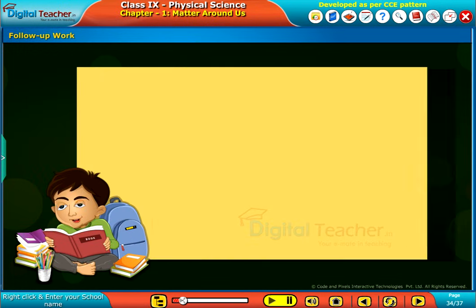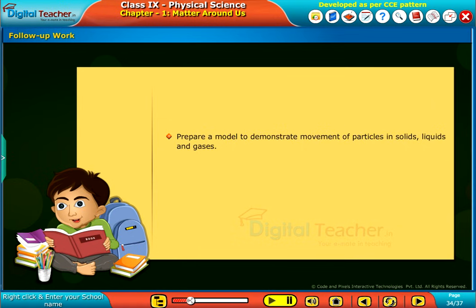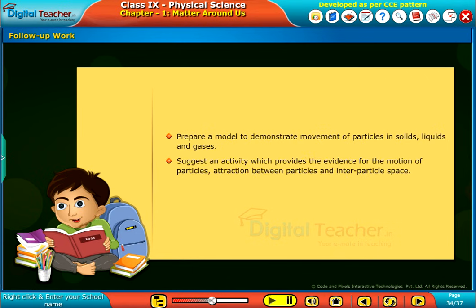Follow-up work. Prepare a model to demonstrate movement of particles in solids, liquids and gases. Suggest an activity which provides the evidence for the motion of particles, attraction between particles and interparticle space.